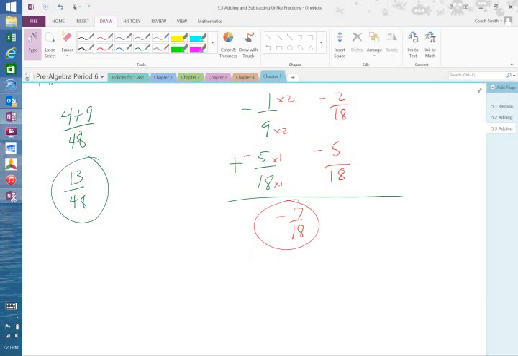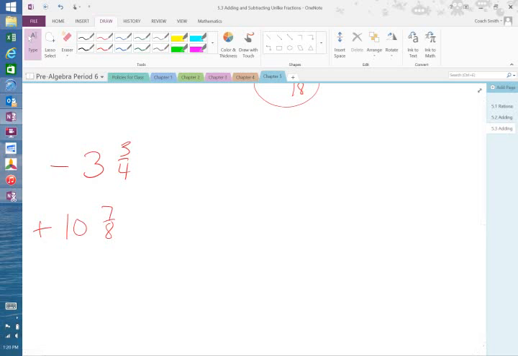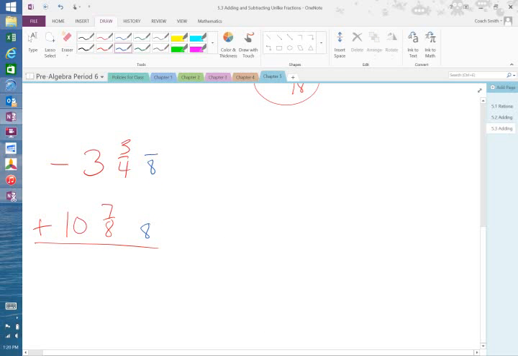Now let's look at some mixed numbers without common denominators. Let's say we have negative 3 and 3/4 plus 10 and 7/8. We've got to find common denominators first. The common denominator between the two fractions is what? 8. So 8 there, 8 there. So that should be 6 over 8, and this should be 7 over 8.